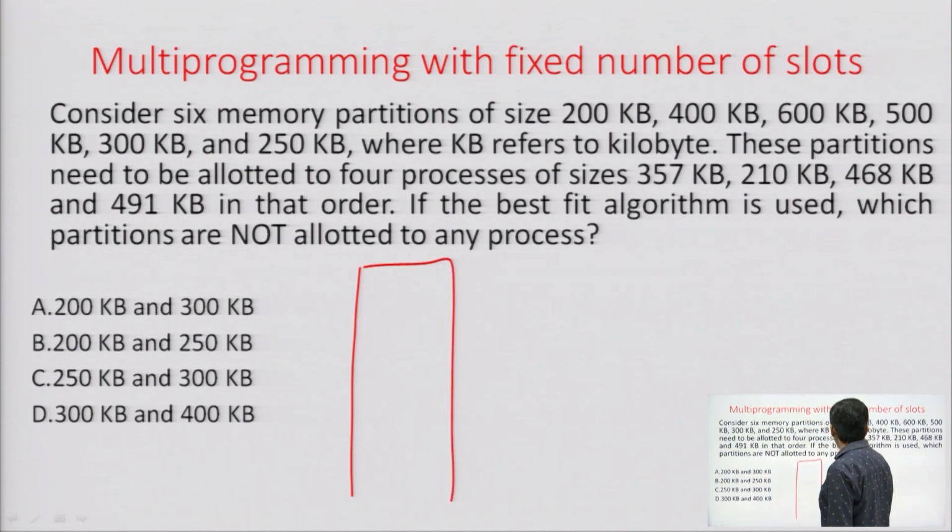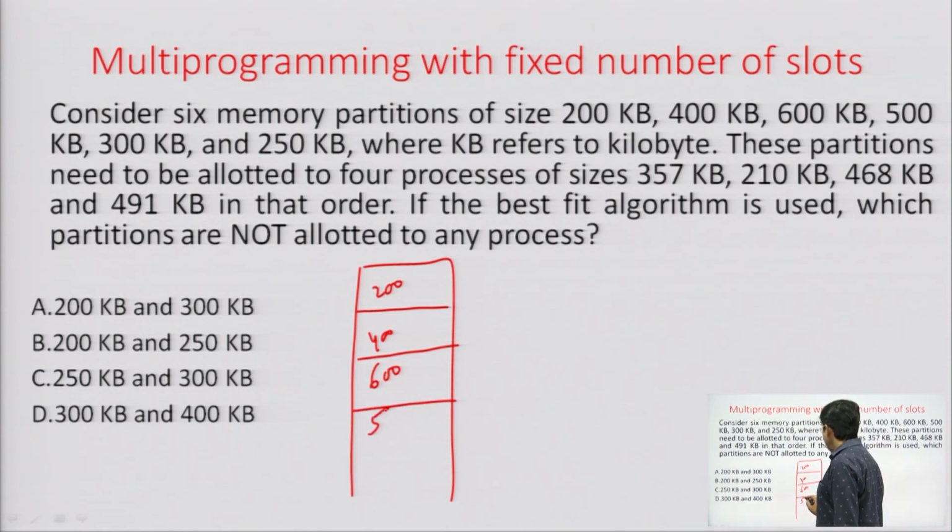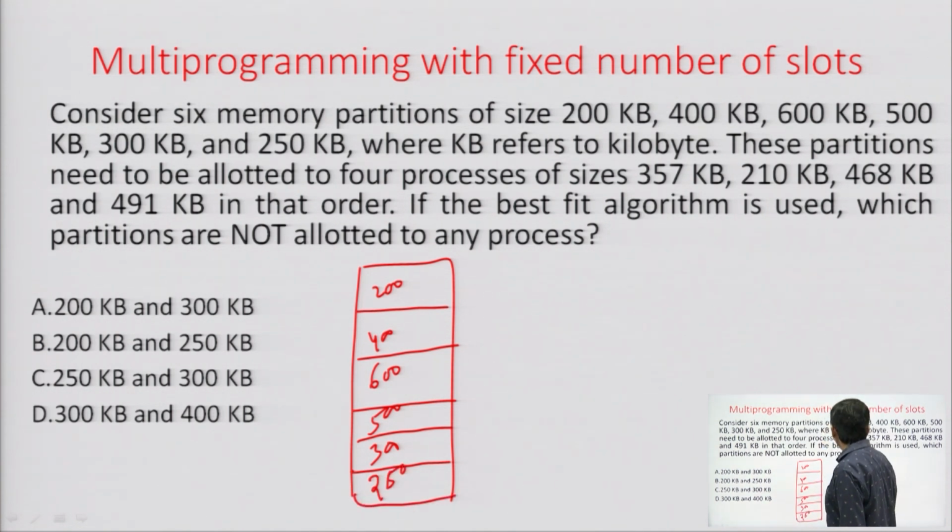For solving this question, let us say we are taking the partitions. The partitions are of size first 200, second 400, third 600, fourth 500, and fifth is 300, and the sixth one is 250 size. The processes that we have to accommodate, the first one is 357 KB. So, 357 size process, let us say this is P1.